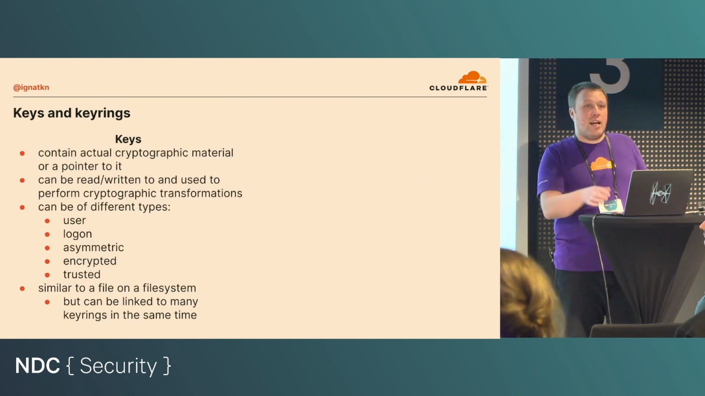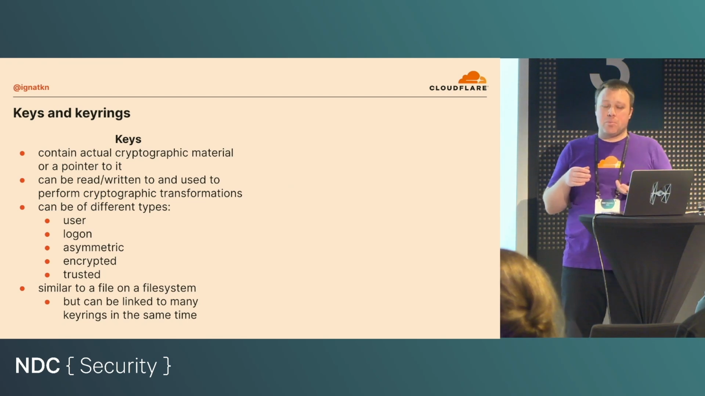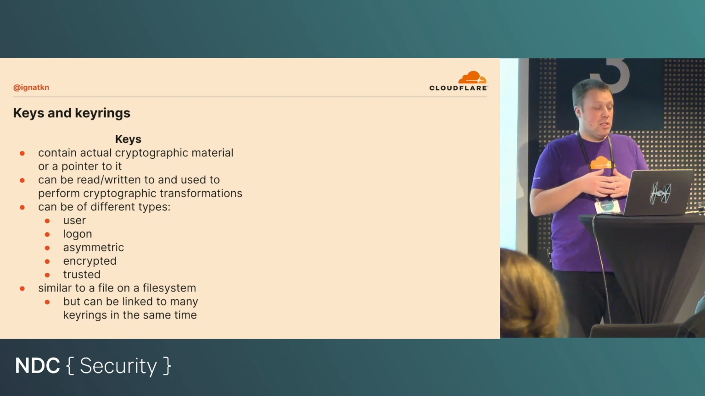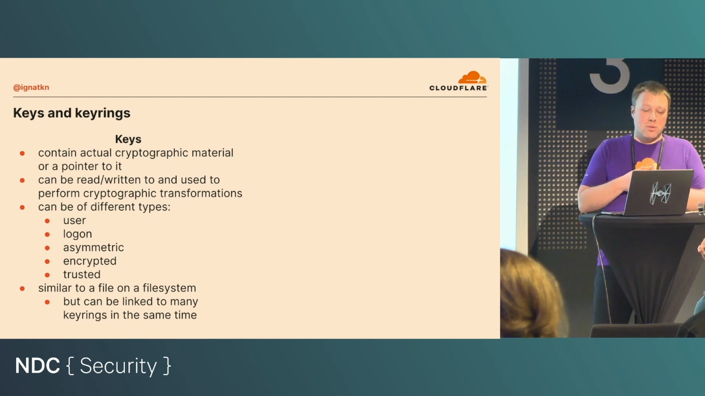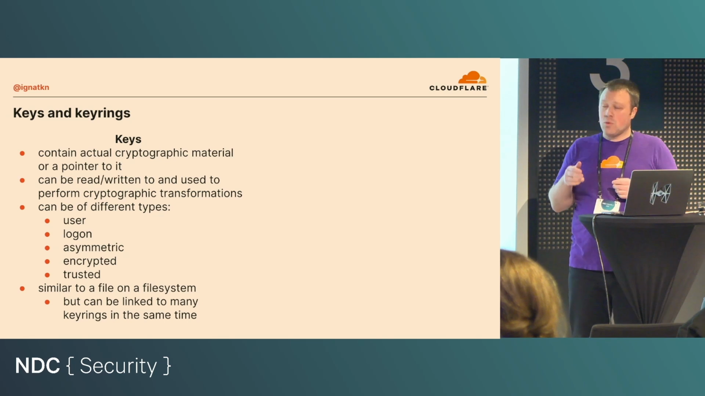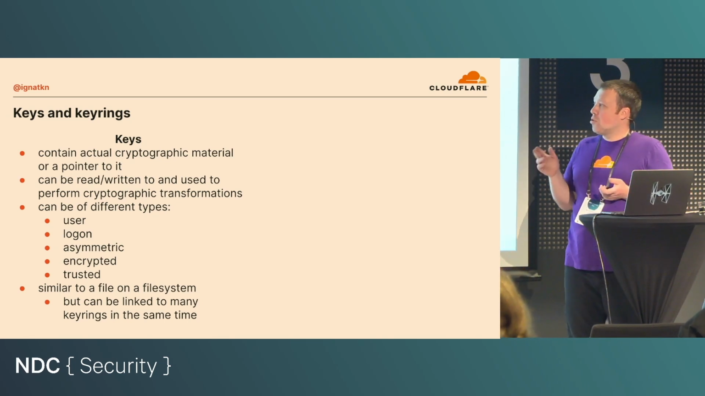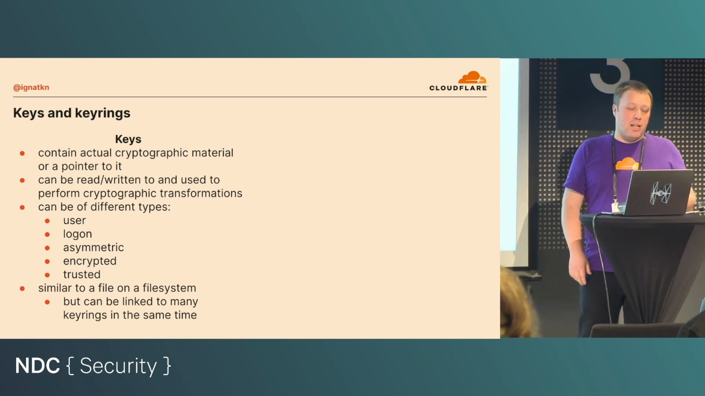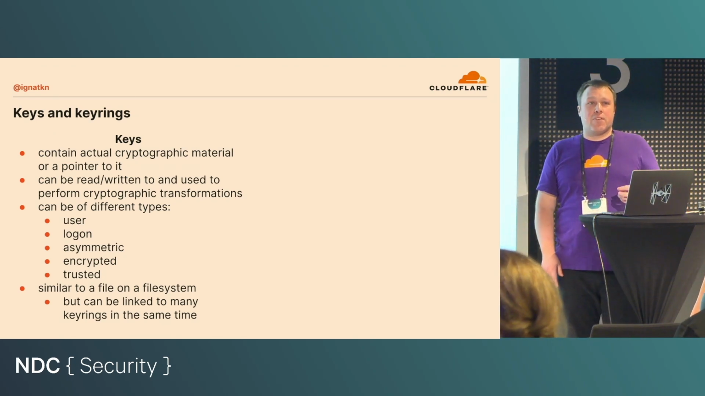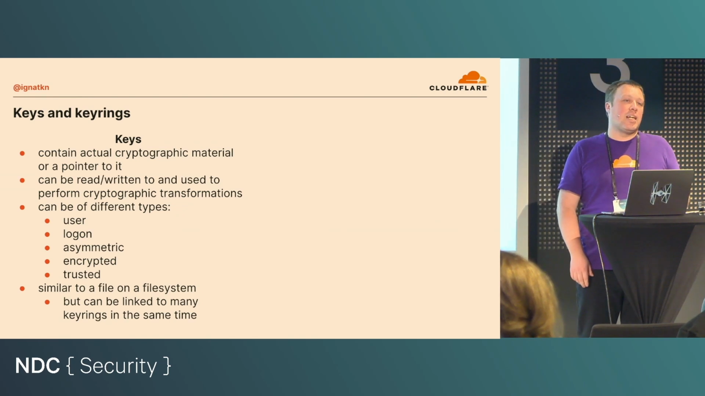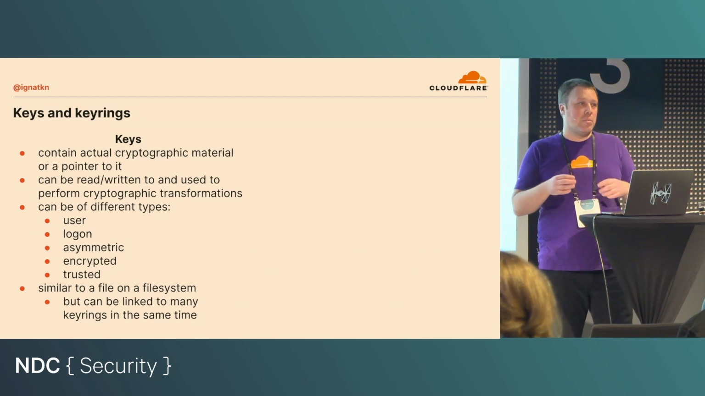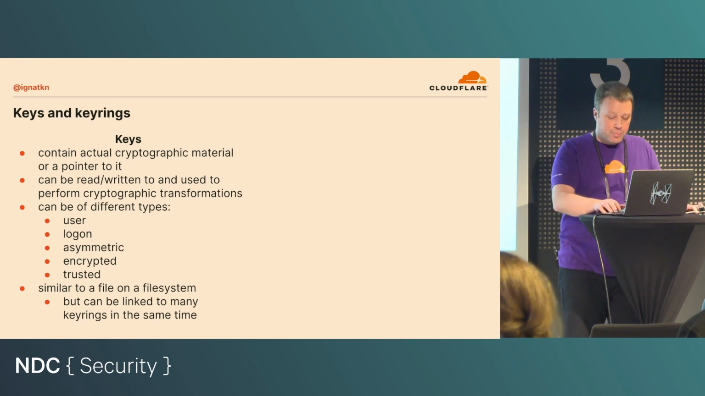Keys are actually objects that contain actual cryptographic material. They can be read, written to, or used to perform cryptographic operations. There can be different types, which we'll dive into shortly: user, logon, asymmetric, encrypted, and trusted. They're very similar to a file in a file system, but the difference is that a key can be included in more than one key ring, as opposed to a file included in only one directory. So a key can be present in several key rings at a time.